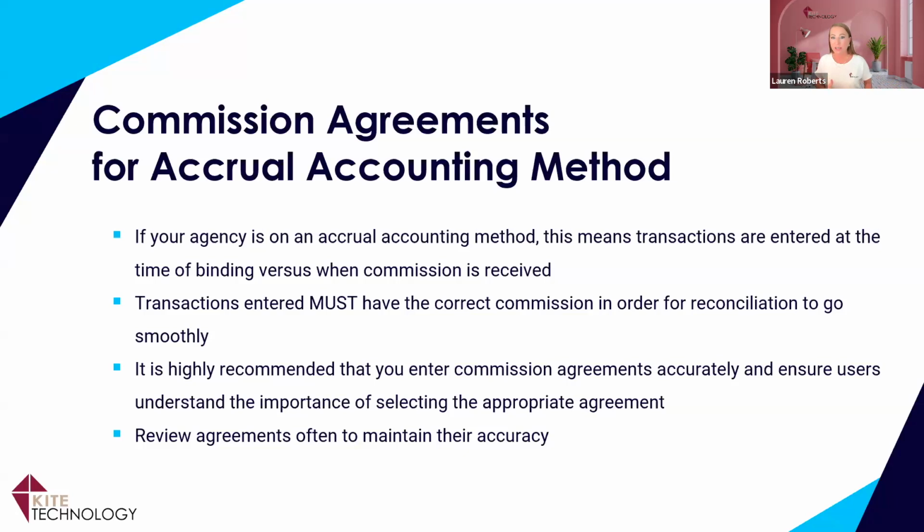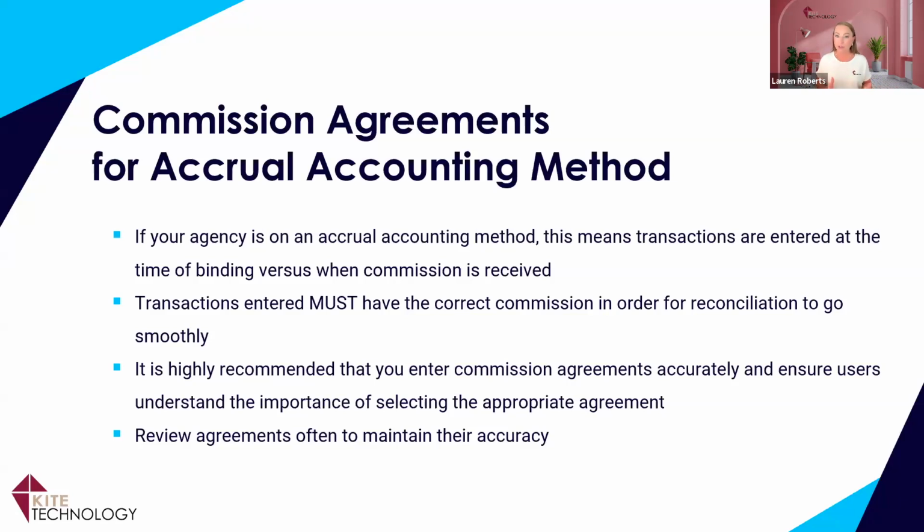So I know I kind of jumped ahead earlier and I talked about this already, but that's fine because we only have 15 minutes left. Just as a reminder, if your agency is on an accrual accounting method, that means that every time a policy is bound, whether it's direct bill or agency bill, a transaction has to be entered for the full premium of that policy. And then accounting in the background is going to chip away at that and reconcile it as they receive money for that specific commission transaction. So just make sure that you keep that in mind.